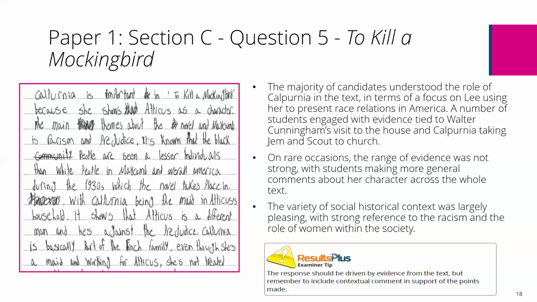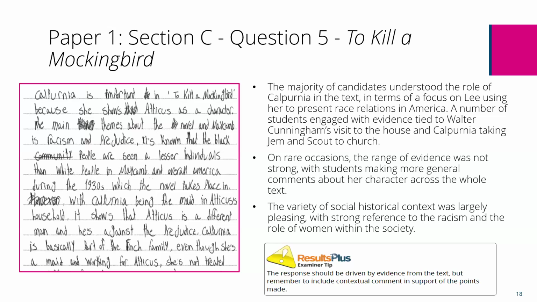So the first one we're going to look at is question 5 from To Kill a Mockingbird. This question was about Calpurnia. So we're just going to have a little look at some responses to this. The comments are from page 42, and obviously from results on Results Plus, you always get that examiner tip, which are very good for teaching these responses.